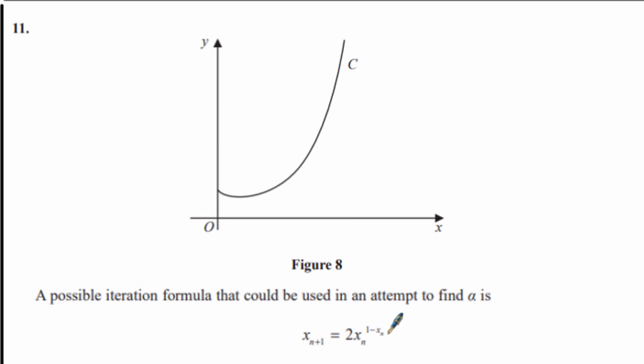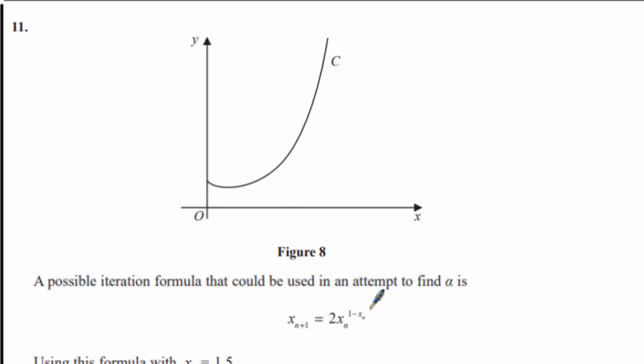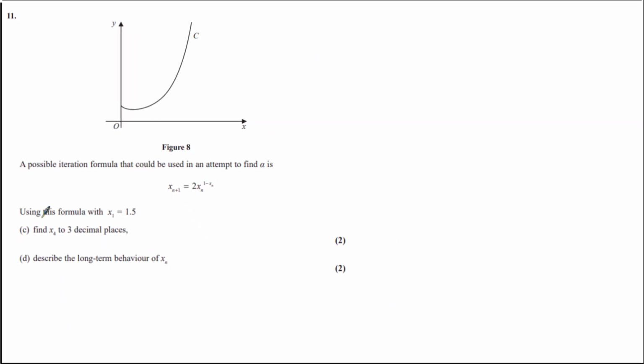And that says x sub n there. It does look a little bit small there. Apologies. Now, the question says, using this formula with x sub 1 equal to 1.5, find x sub 4 to 3 decimal places. Okay, so we need to use this iterative formula and the first term of 1.5 to find x sub 4 to 3 decimal places.